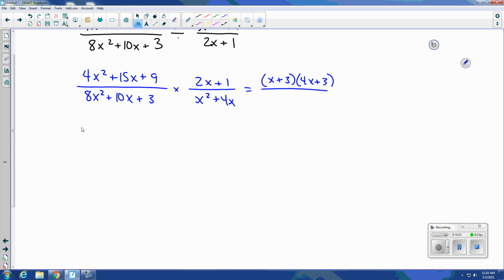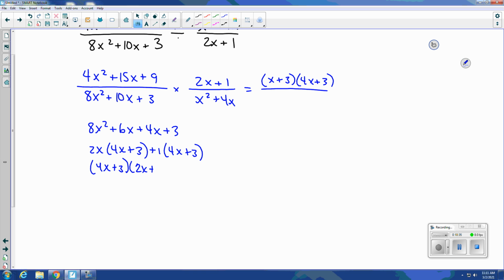Bottom left. Split the middle because we have an a value greater than 1. 8 times 3 is 24. What multiplies to 24 and adds to 10? That is 6 and 4. Remember, the order of the split doesn't matter. If you did the 4 before the 6, it should still work out. Take out a GCF. What do I have to remove from the second group? A positive 1. That's already what I want. 4x plus 3, 2x plus 1.